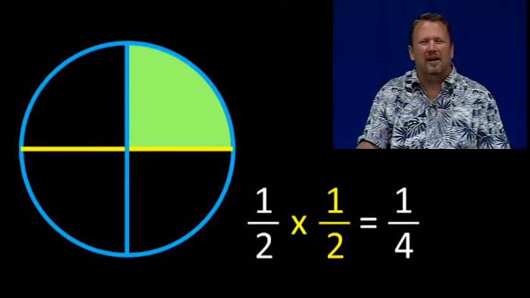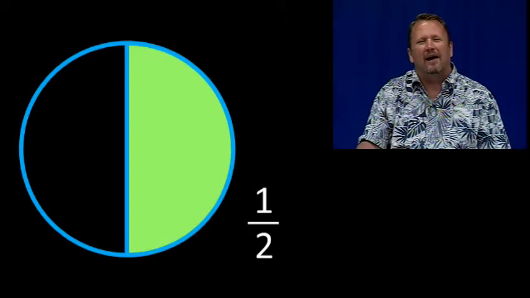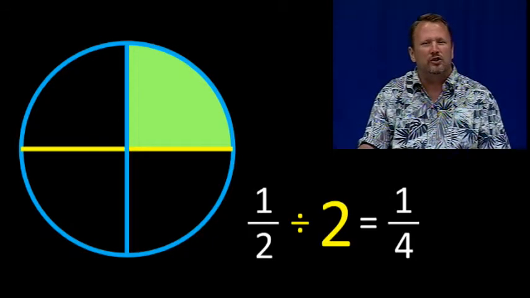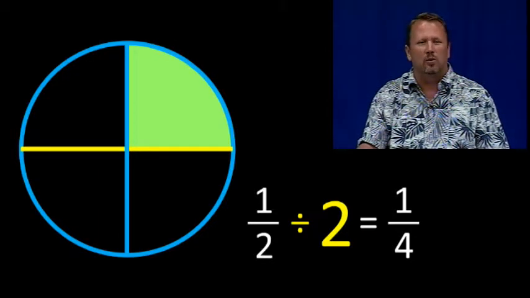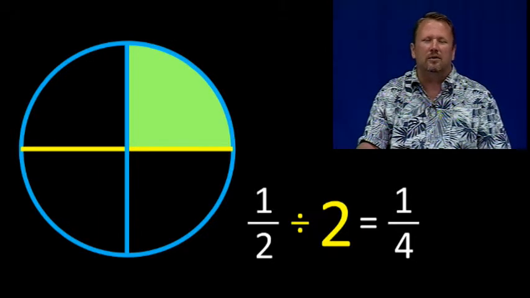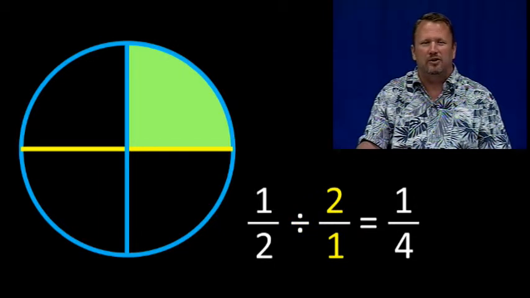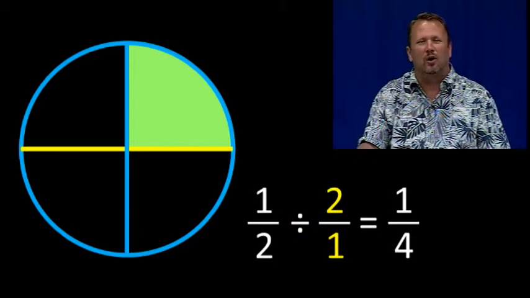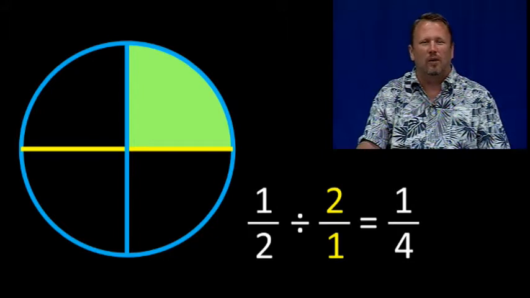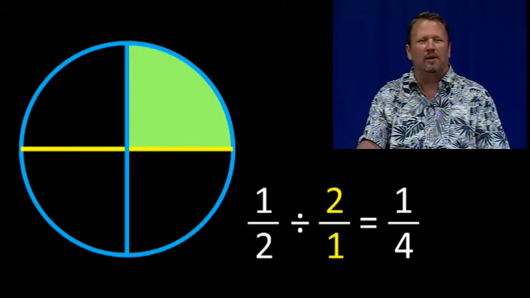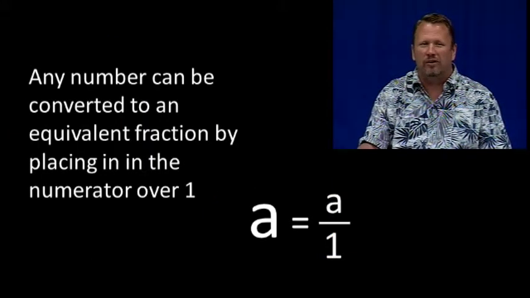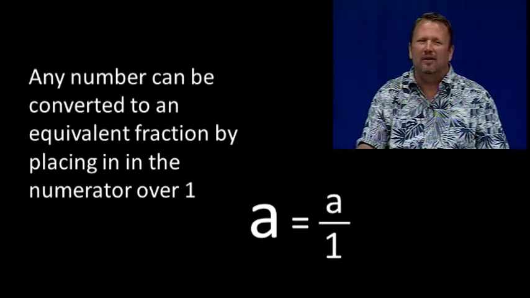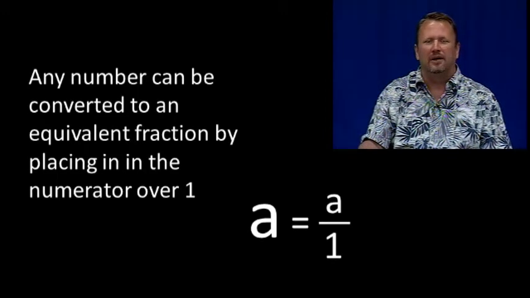And notice that's the same as taking my 1/2 and dividing it into 2. 1/2 divided by 2 is equal to 1/4. First, we will convert the number 2 into a fraction 2 over 1. 1/2 divided by 2 over 1 is equal to 1/4. Any number can be converted into an equivalent fraction by placing it in the numerator over 1.